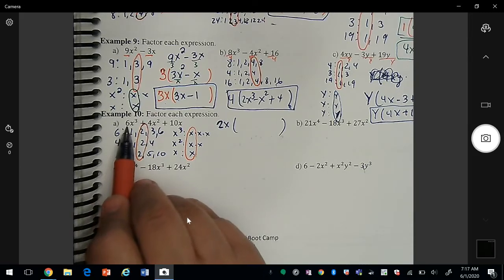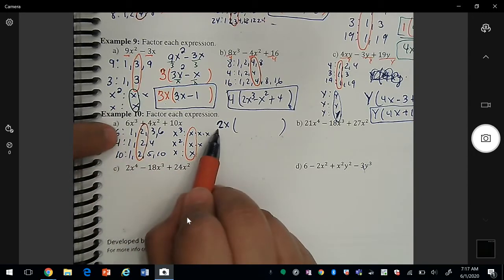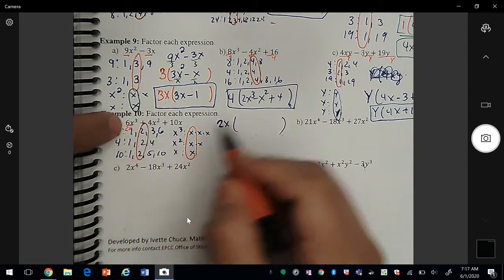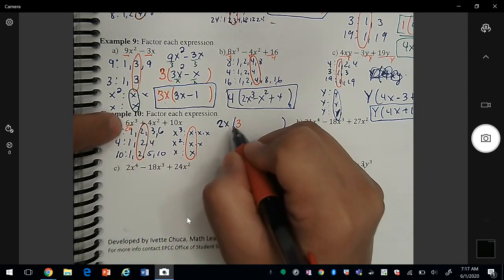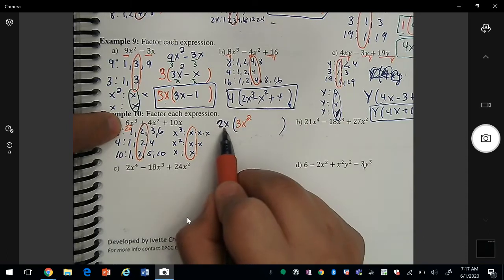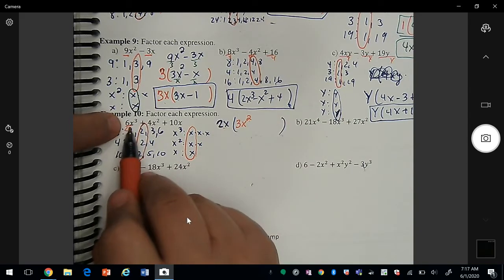So for this term, 6x cubed, we're going to be dividing by 2x. So 6 divided by 2 is 3. X cubed divided by x is x squared. So 2x times 3x squared is 6x cubed.